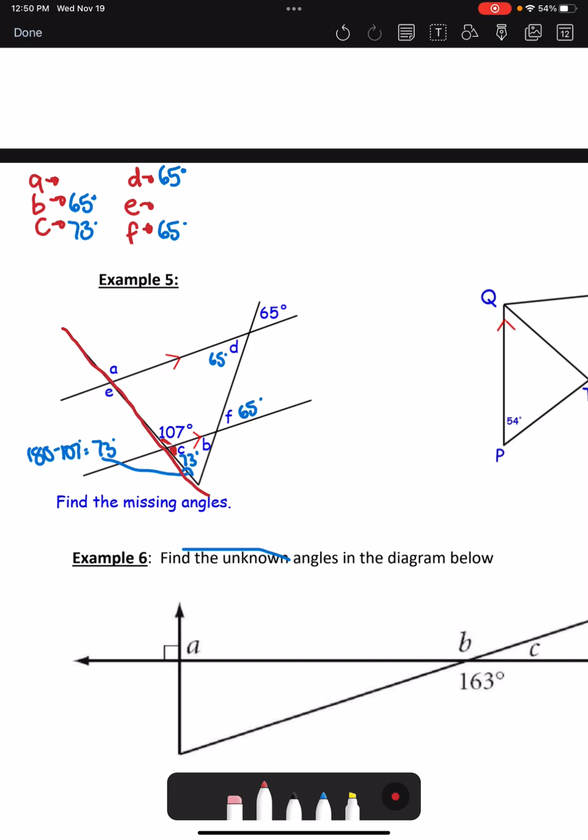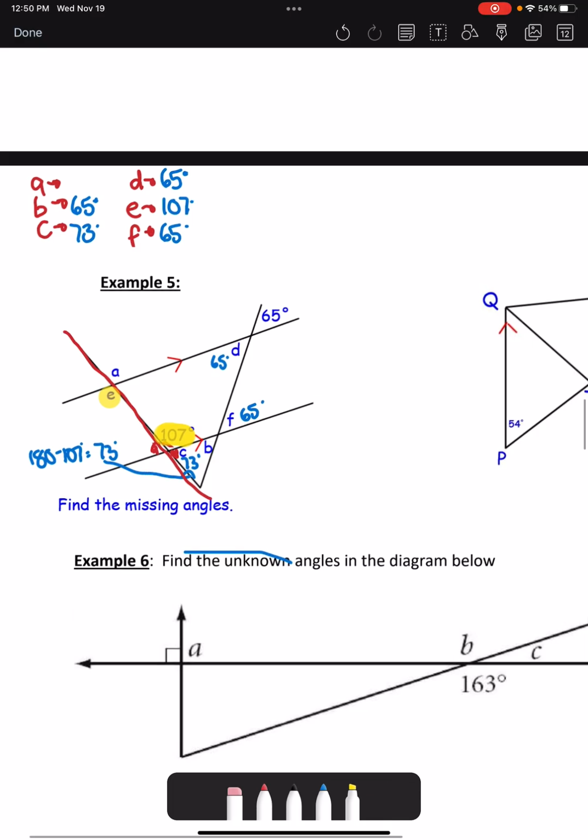Okay, so from here, if we're looking at this transversal, which I'm going to just draw in red, we know if this is C, 73, this would be 73. Let's focus on the 107. So 107 is an alternate interior angle to E. So that means E would also have to be 107. And then A would be an opposite angle, so it would also be 107. Okay, great. So we're all done that first problem.